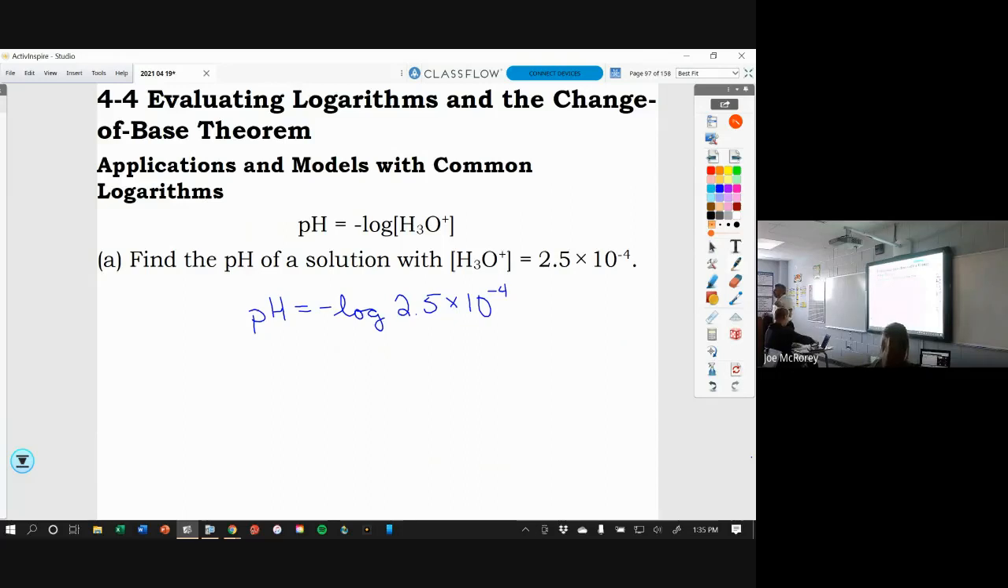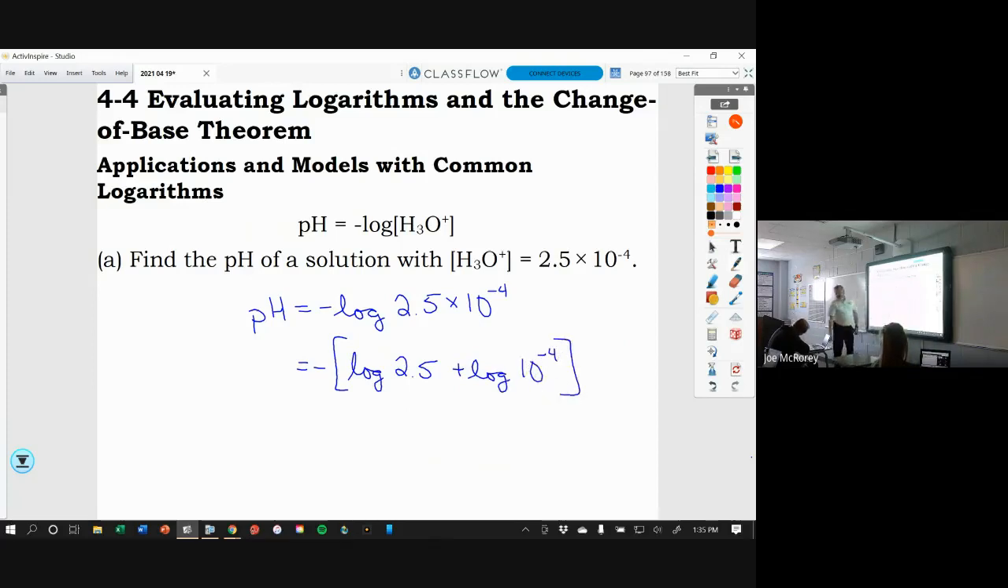You're adding them. So I'm going to rewrite this. This is negative. Now I'm going to put this in a bracket because I need to keep that negative sign there. The log of a product is equal to a sum. So I'm going to have log 2.5, and I'm breaking this up, so plus log 10 to the negative 4th power.